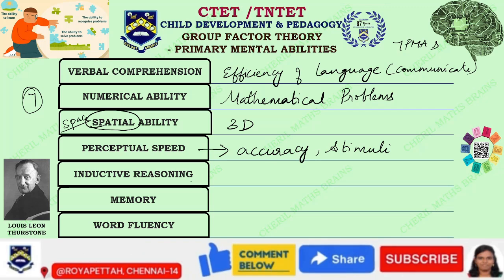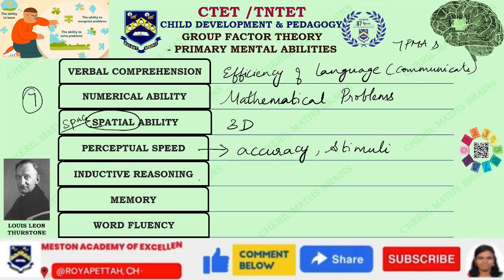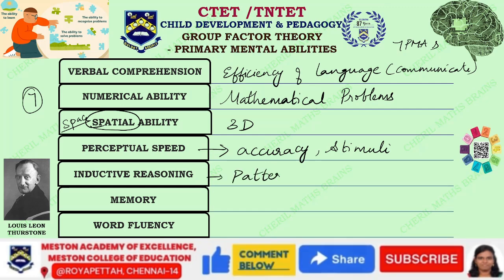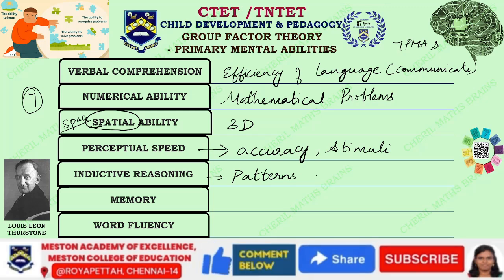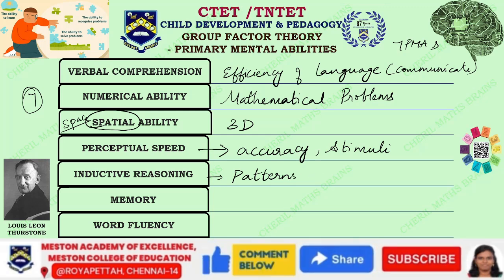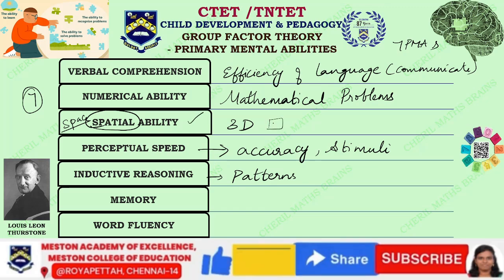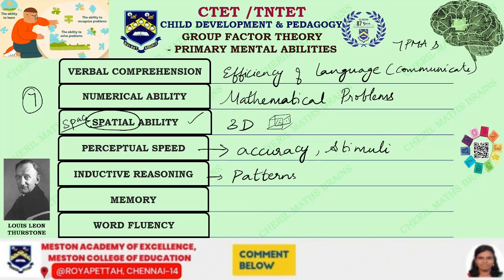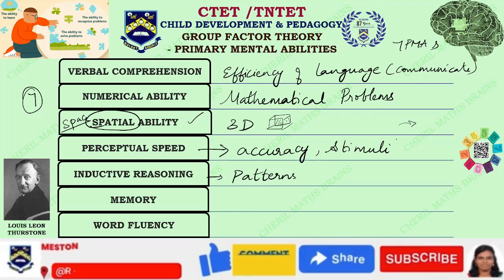The next one is inductive reasoning. Inductive reasoning is the ability to identify patterns. Okay, so it talks about patterns. For example, you will be given questions with respect to patterns, with respect to shapes. When you will be given some kind of a cube, in that cube they'll be giving you different variations or different shadings. So one cube will be shaded like this, another cube will be shaded in some other place, and then they'll ask you to find out some answer.